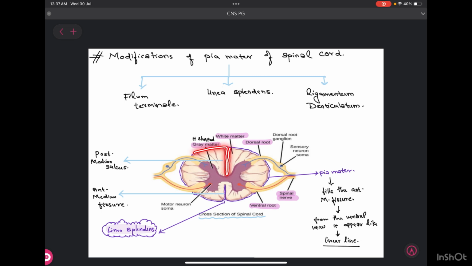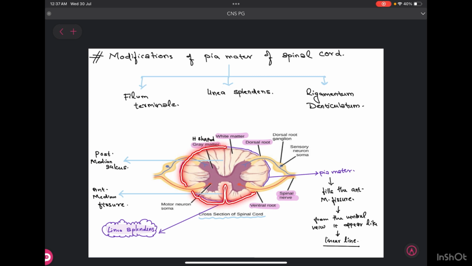This sulcus is in the posterior, on the medial side, so it is the posterior median sulcus. And anteriorly we have a fissure, so this is called the anterior median fissure. That much is clear, I guess. And here there is pia mater, which is closely adherent. As we all know, the pia mater is closely adherent to the spinal cord. It enters into this fissure.